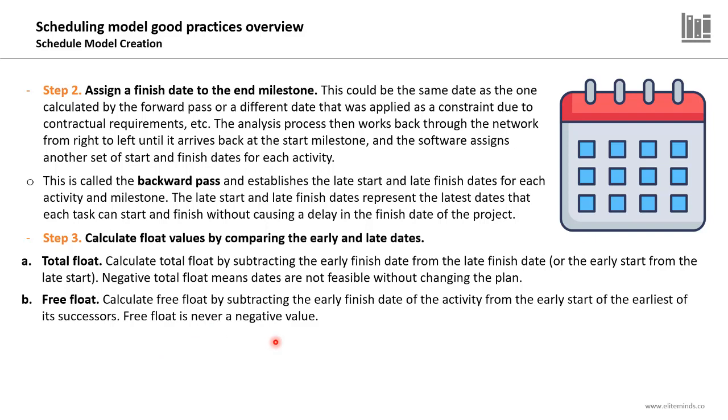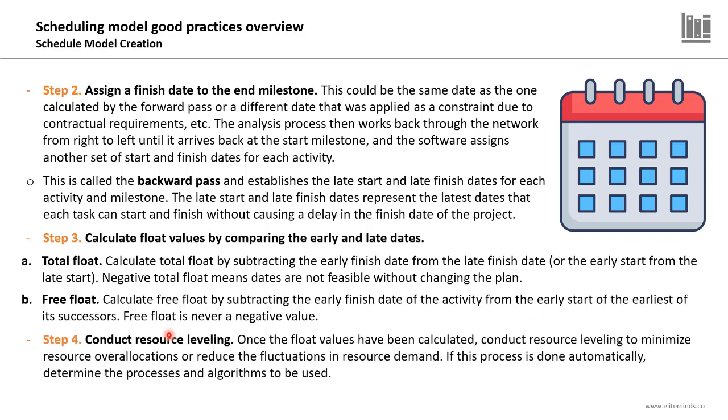So the free float for each activity can be obtained by subtracting the early finish date of a specific activity from the early start of the earliest of its successors' activities. Why the earliest? Because we might have more than one successor activity if we have a path convergence. So this subtraction will provide you with the free float.